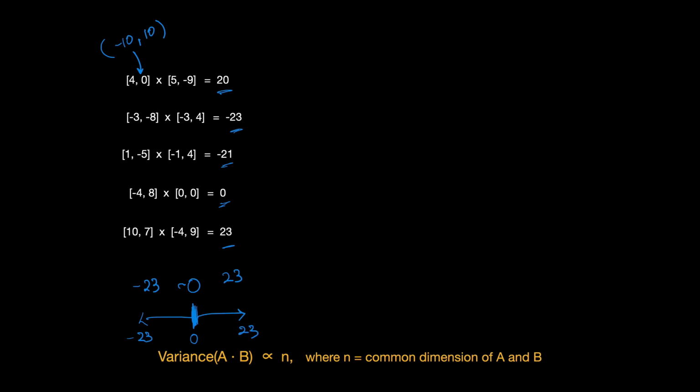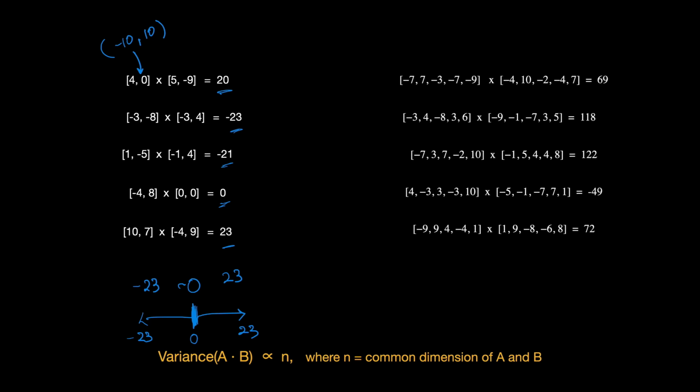Now we will repeat the same exercise, but this time we will take 5-dimensional vectors. And the result will look something like this. In this result, you can see that the minimum value is negative 49 and the maximum value is 122. And the mean of these numbers is approximately 66. So at this time, the numbers are deviating from 66 to 122.